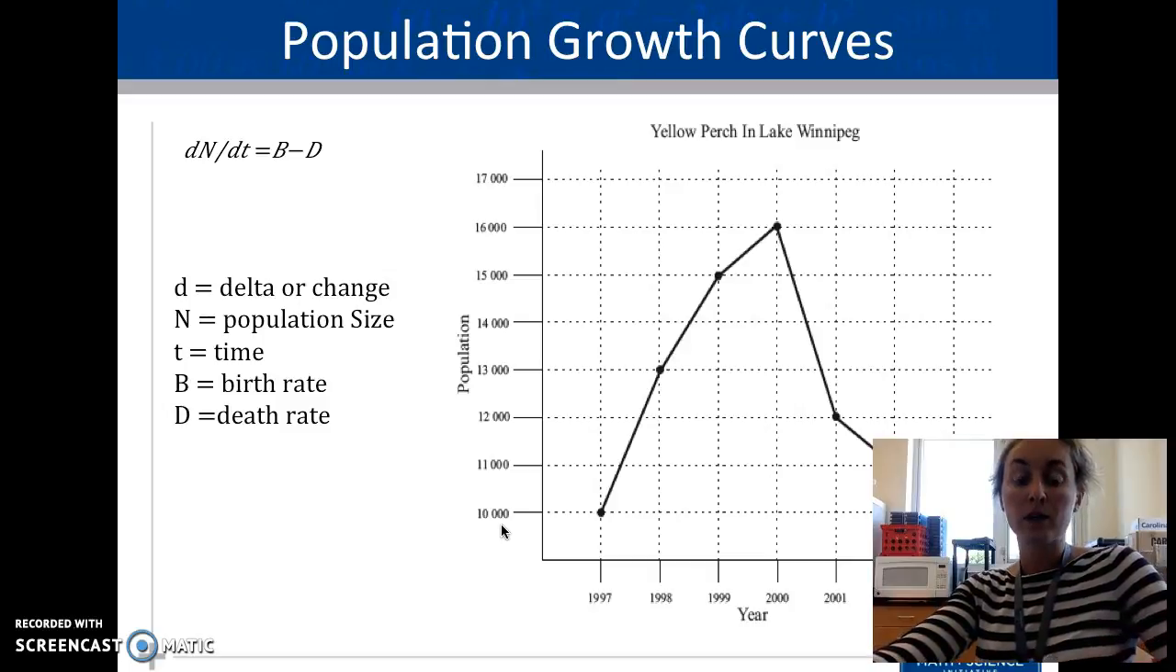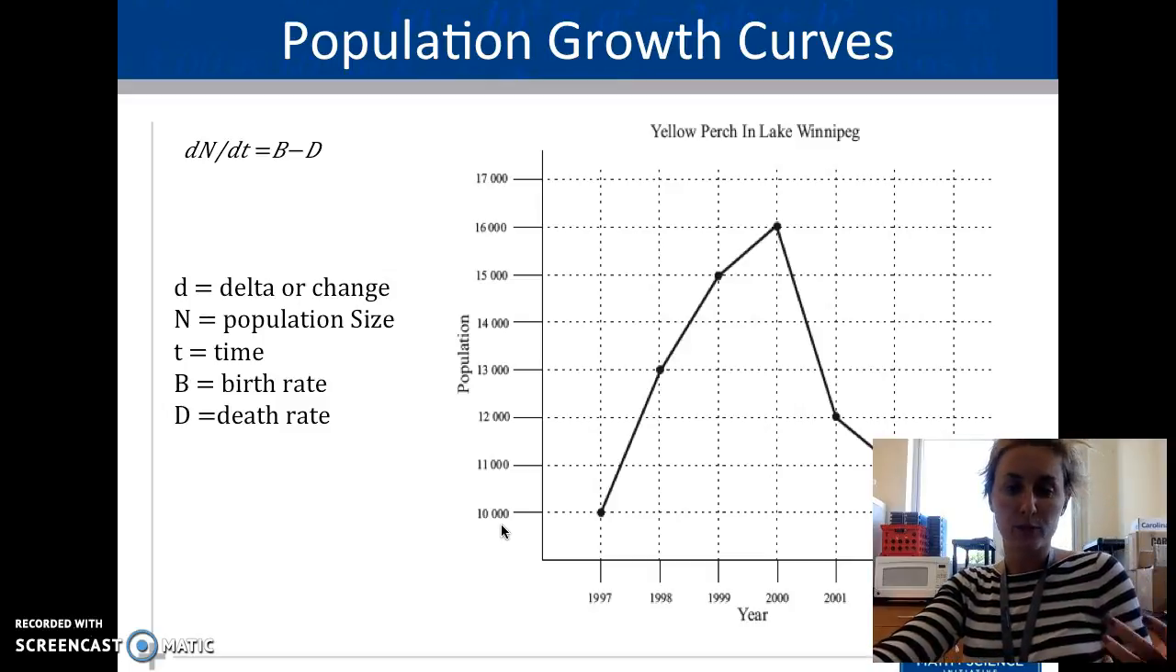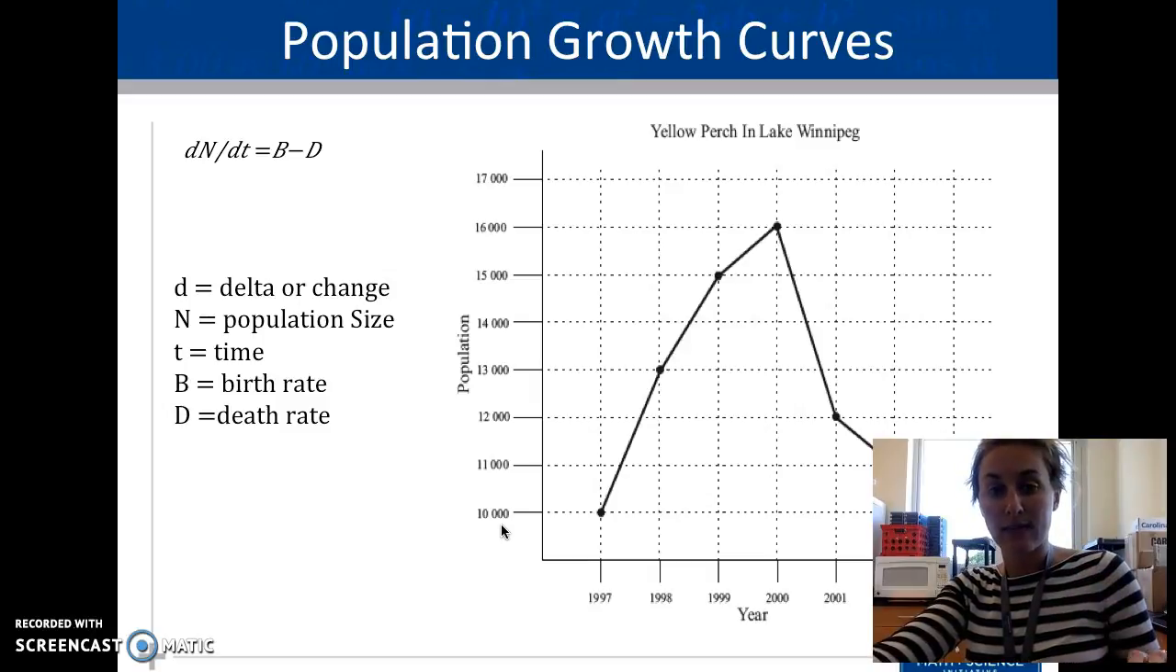Values that we need to know in our population growth curves: B is going to be birth rate, D, death rate, T is going to be time, N will be my actual population size at that moment, and D will be delta or change.